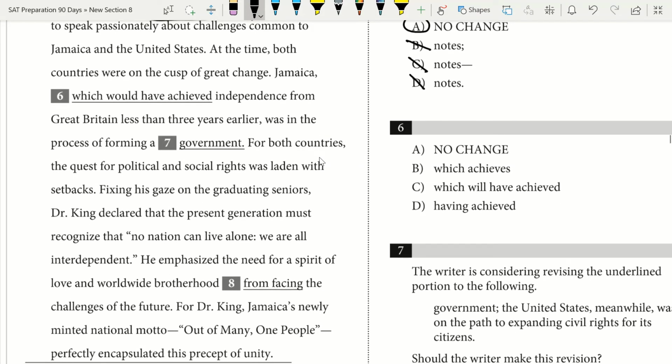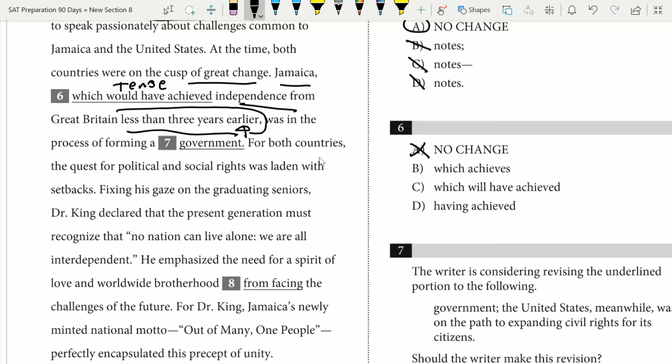All right, "At the time, both countries were on the cusp of great change. Jamaica, which would have achieved independence from Great Britain in less than 3 years earlier." Well, if we already achieved independence 3 years earlier, then we're not going to say "which would have achieved independence" because they already have it, okay? So we can't say it's going to be future tense. So we see that this is going to be a question on tense, right?